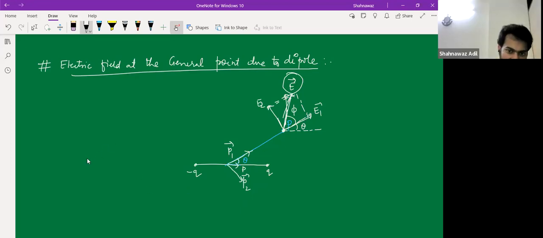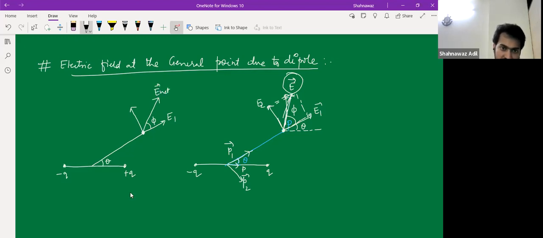Let me draw this again. I have this minus Q charge and this plus Q charge, and I am calculating the electric field at this general point. This is theta. One electric field is in this direction, and I am calling it E1. The other electric field is in this direction, and the angle is this phi. This is the net, resultant electric field.